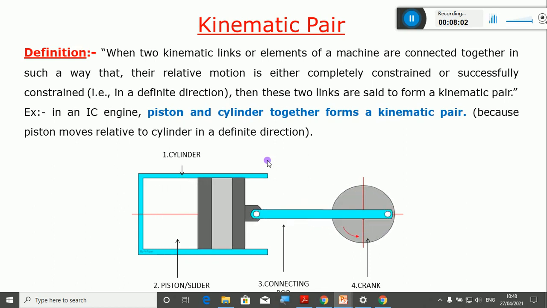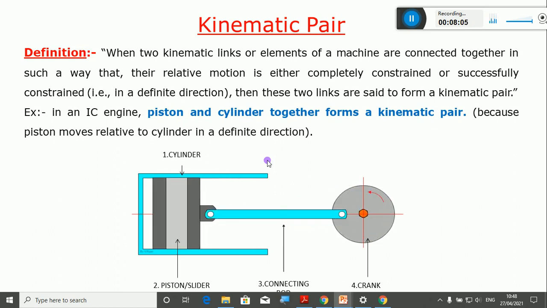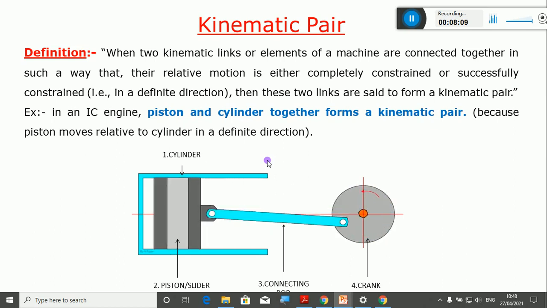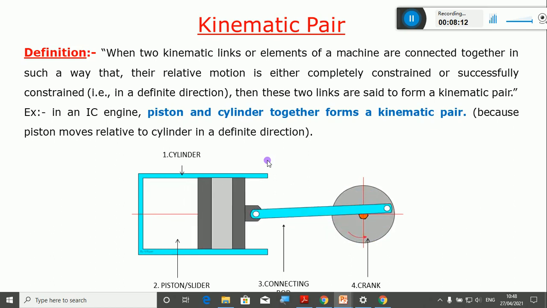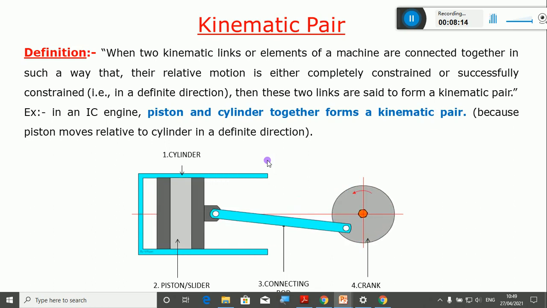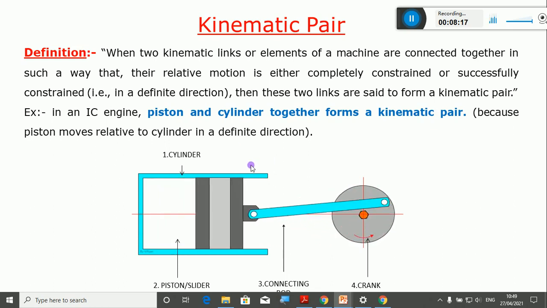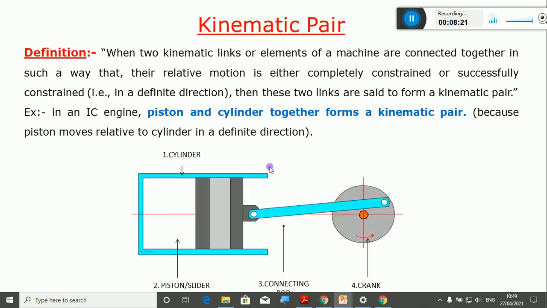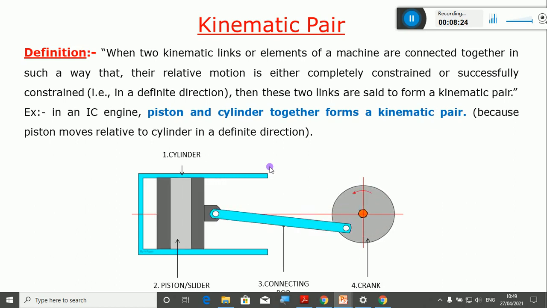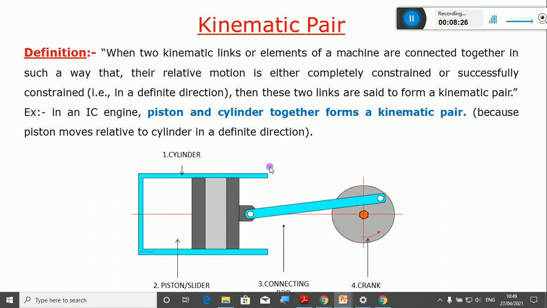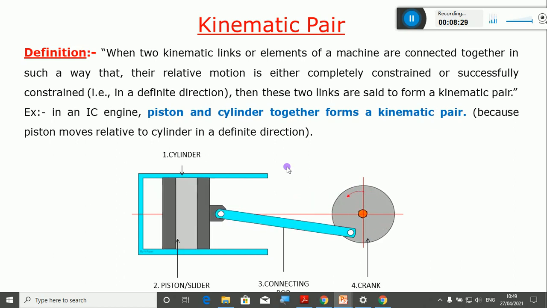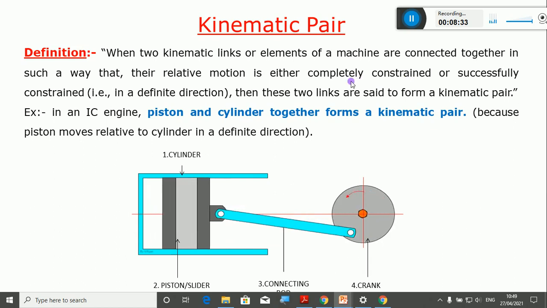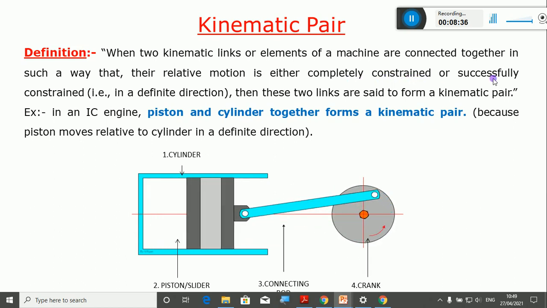I'll consider one more example, that is a train. The train will move in a forward direction or backward direction with respect to the railway track. Suddenly it cannot take a left turn or right turn. The train is restricted to move on the railway track, correct? It has to move on the track, it cannot go on the road. It means the word constrained means restricted. Please note down, constrained means restricted.